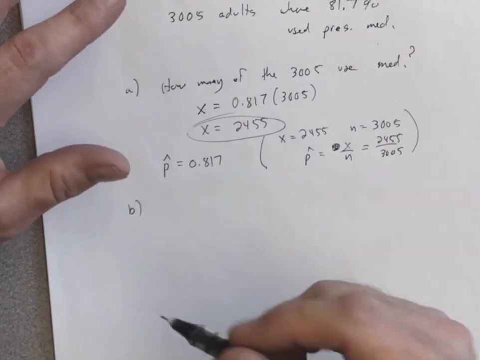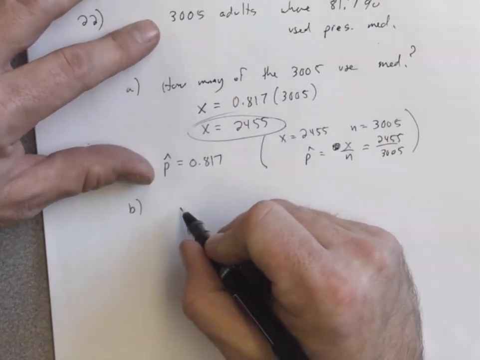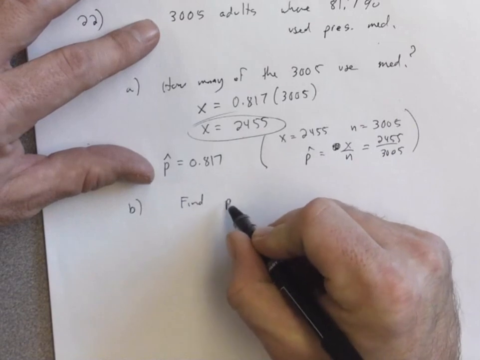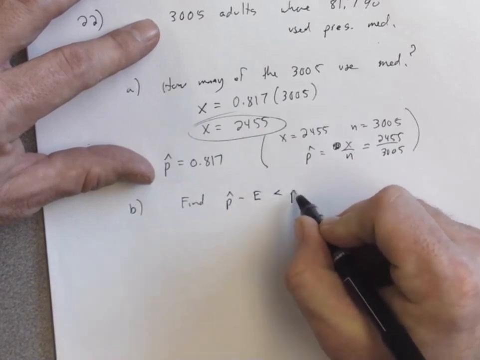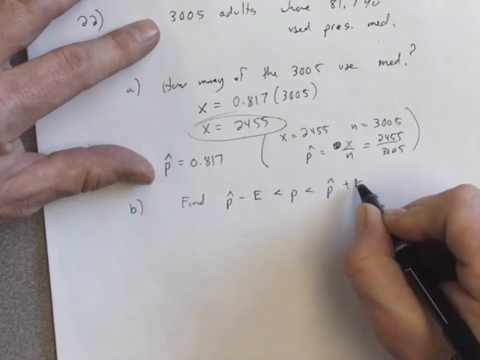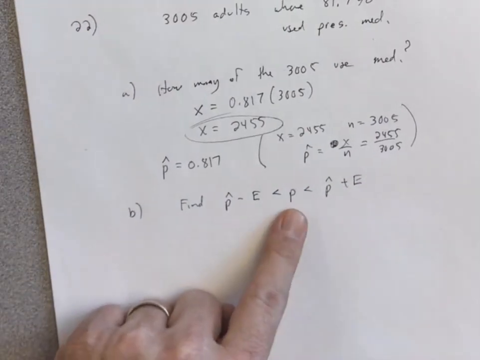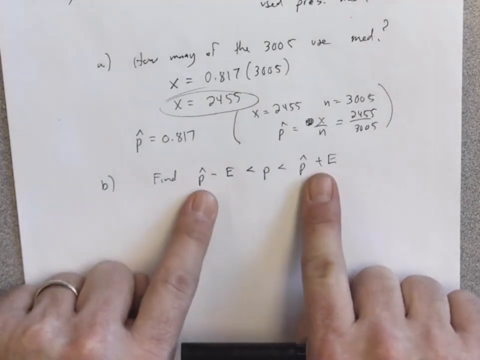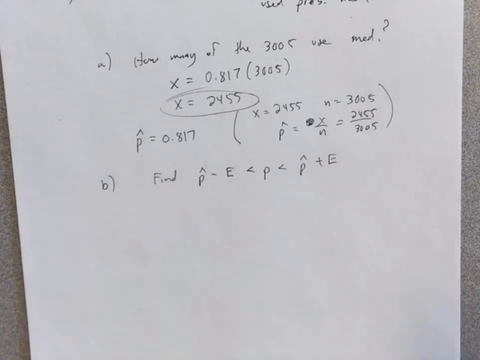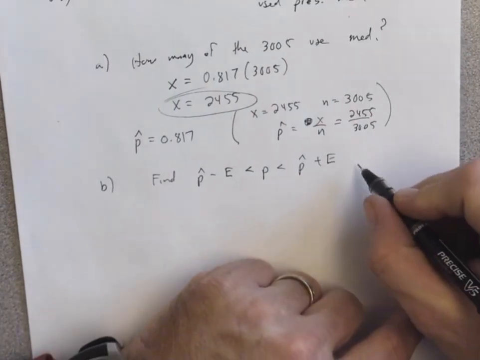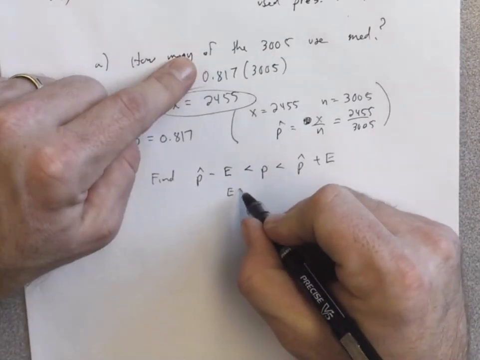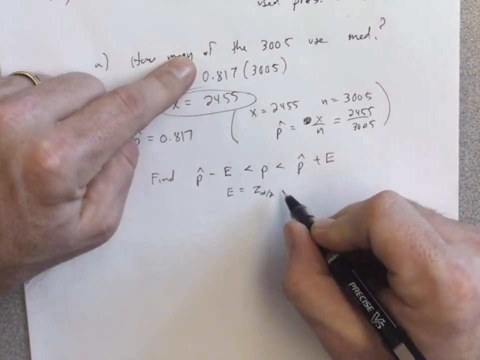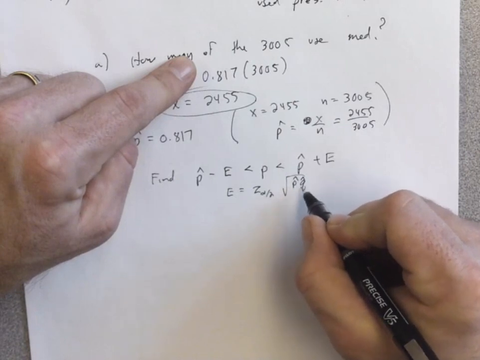In order to find a 90% confidence interval, we're asked to find this: p hat minus E less than p less than p hat plus E. They're asking us to find this confidence interval. Remember, we're not going to actually know this population parameter. I won't know it exactly. I'll just know that it's going to live between these things. Is that clear? I'm just going to know the allowable fluctuation, and I know that it's going to live somewhere in there. And then we know E is equal to Z alpha over 2 times the square root of p hat q hat divided by n.